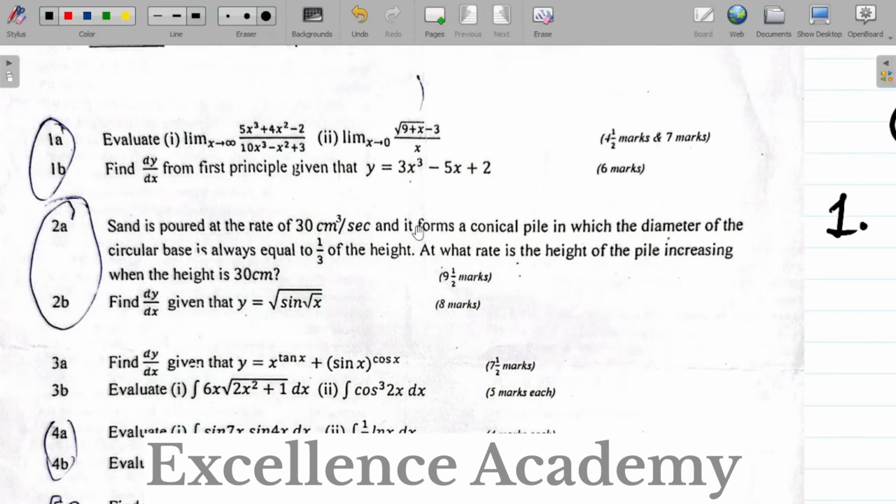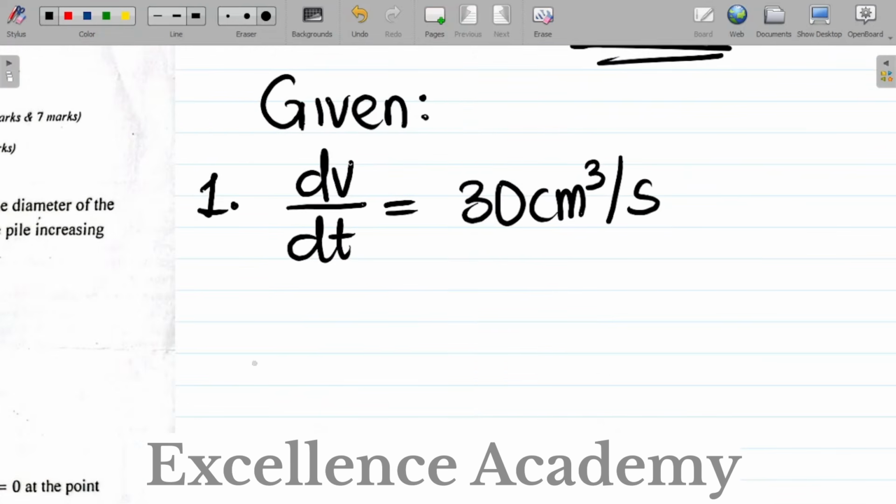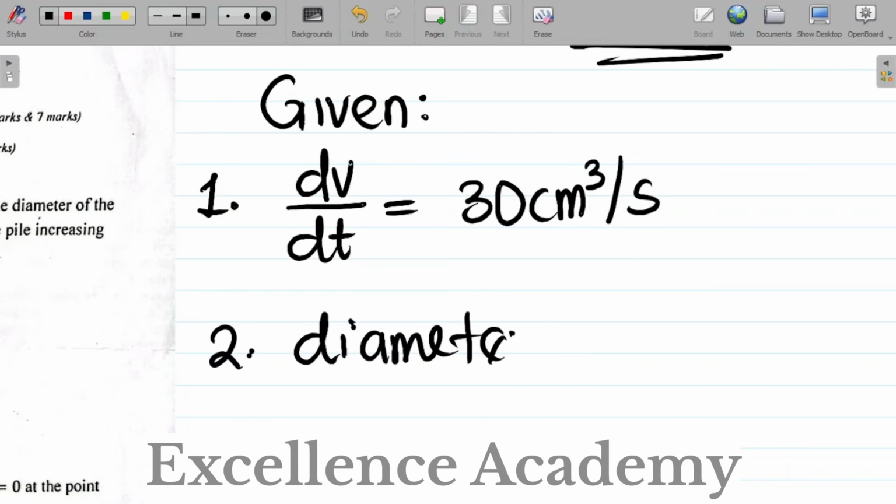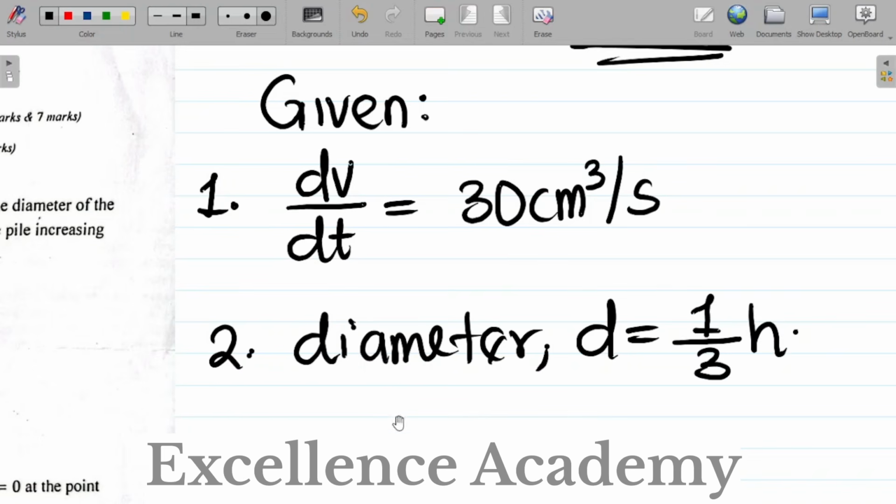Next thing they said, and it forms a conical pile. So the shape in this particular question here is a cone. Take note of that, in which the diameter of the circular base is equal to 1/3 of the height. That's the second clue there. Number 2, they said diameter d. So you can say diameter d is equal to 1/3 times height.